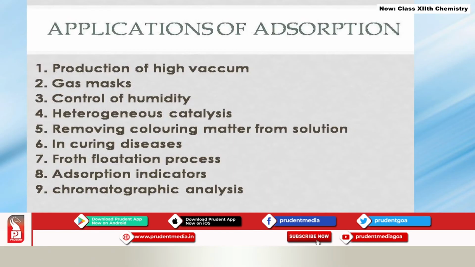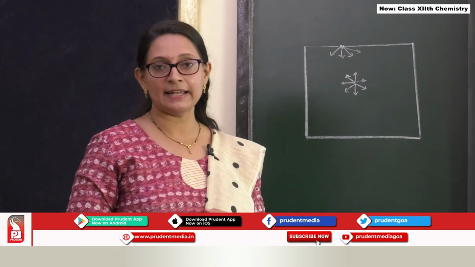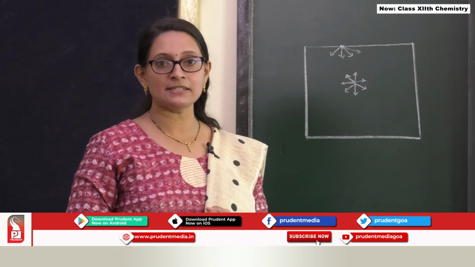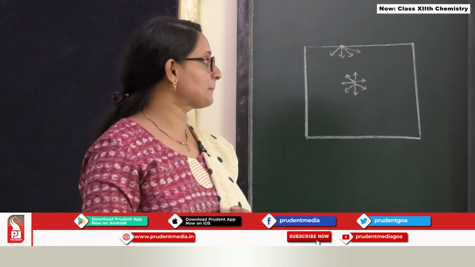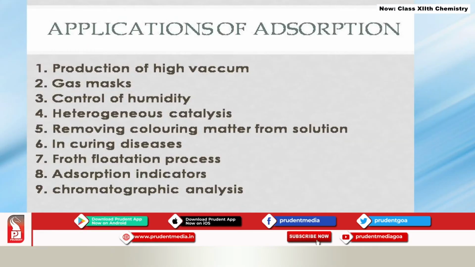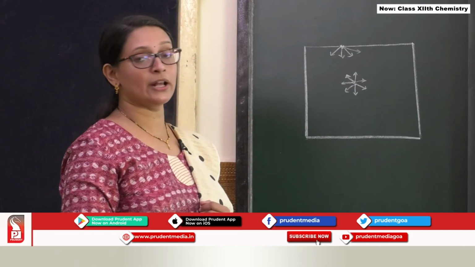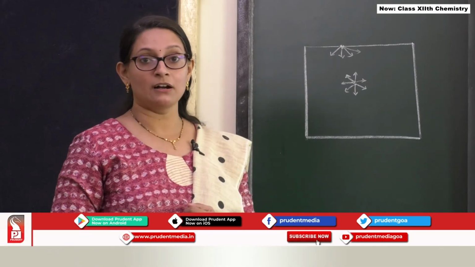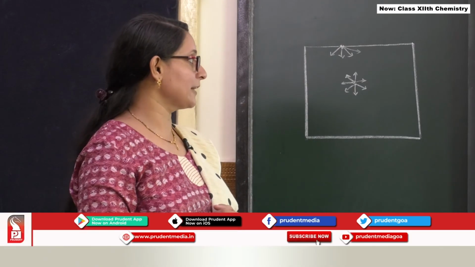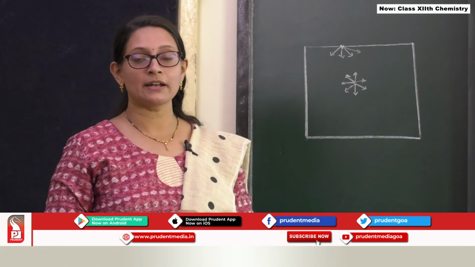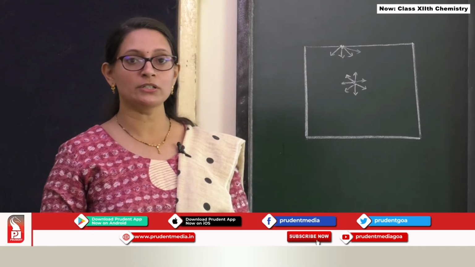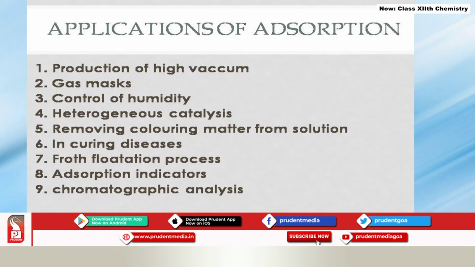In the froth flotation process, we are making use of pine oil as a collector. These pine oil particles are going to adsorb on the surface of the mineral particles. Adsorption indicators, basically silver iodide, is used as a very good adsorbent indicator in titrations. In chromatographic analysis also, you will find that the substances are getting adsorbed at different points on the adsorbent surfaces. So, these are some of the applications of adsorption from day to day life.